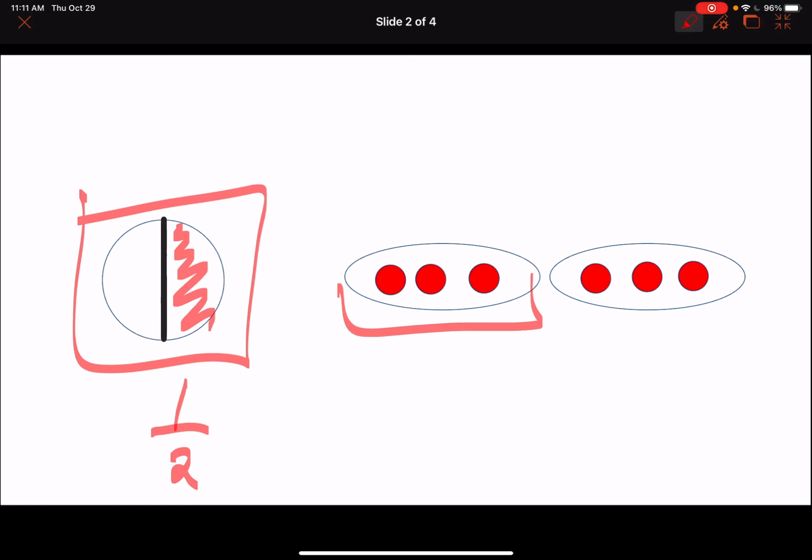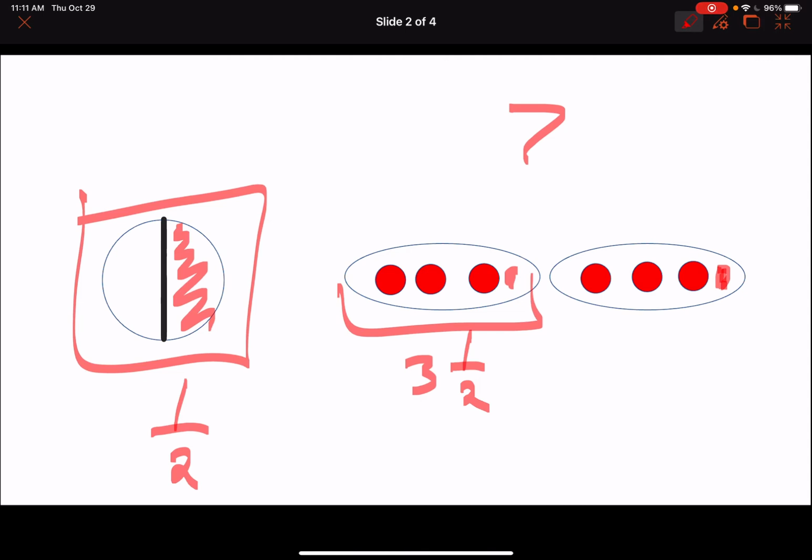Now, let's think, what if I had 7 cherries? Well, if I want to eat half of those, what do I do? Well, I'm going to split one of those cherries in half, right? And so what do I have? I have 3.5 cherries, right? So 3.5 is half of 7.